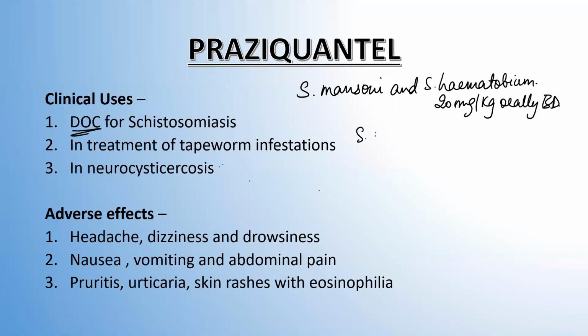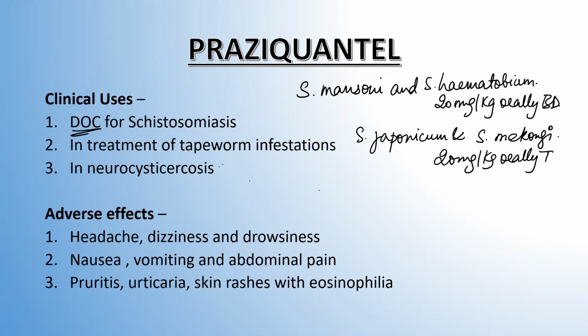While for Schistosoma japonicum and Schistosoma mekongi, it is 20 milligram per kg orally, but it will be 3 times a day. That is for schistosomiasis, and it is a drug of choice. Now, in cases of tapeworm infestations, the same drug can be used, and it is given in a dose of 10 milligram per kg, and it is a single dose.